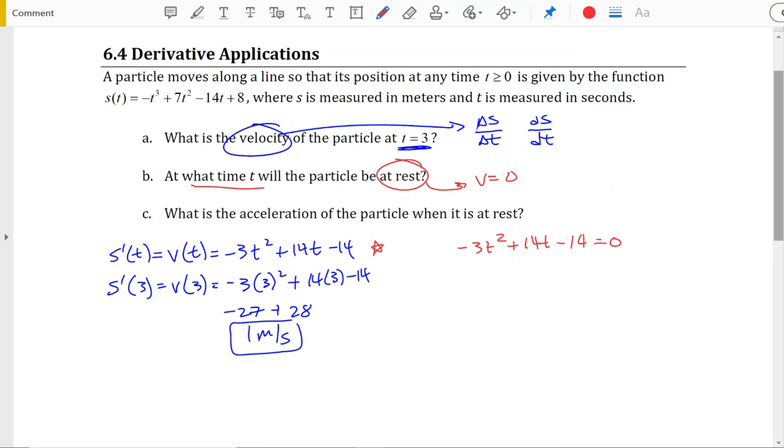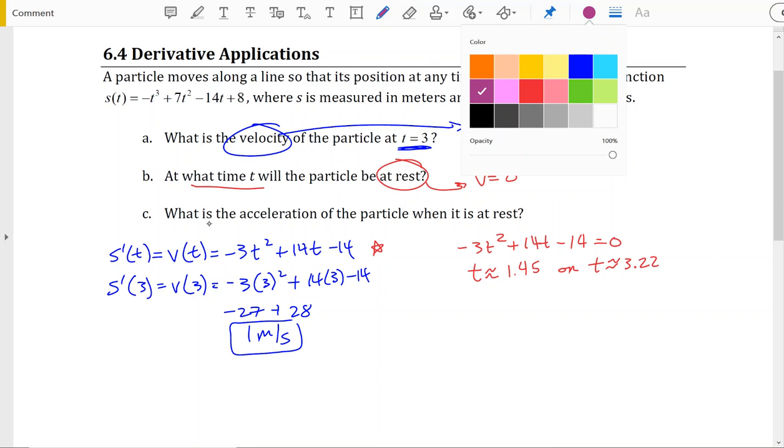We have a quadratic equation. It's not factorable, so I would just plug it into the quadratic formula, and when you do, you get two different values for t. I'm approximating here. T will be about 1.45 or about 3.22. So we see the particle is at rest at two different moments.